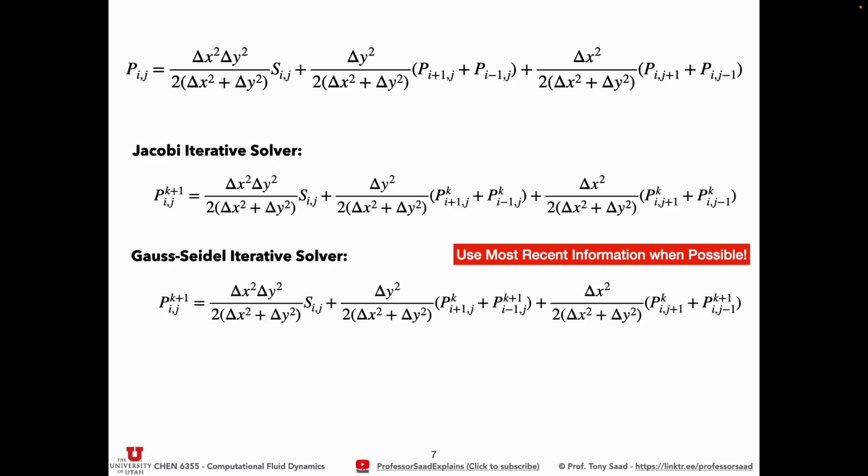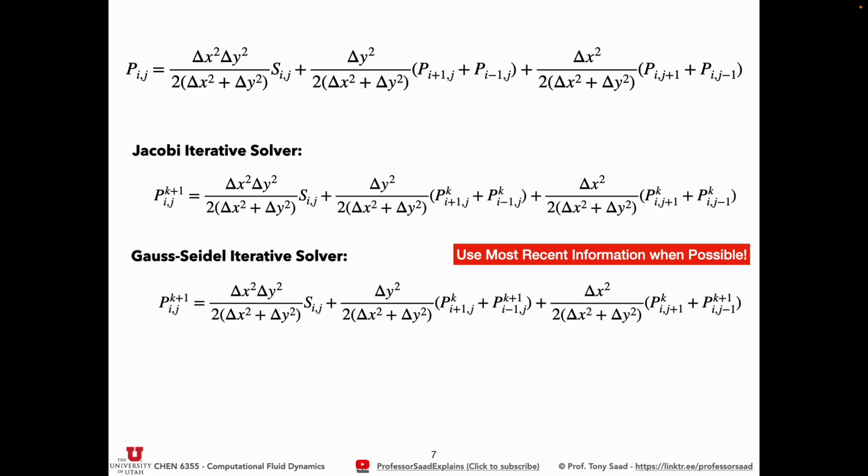Now, if you notice, if I'm looping over points ij, then I've already computed Pi minus 1 j just before that point, and Pij minus 1. Because if you're looping over points, you'll be doing for i from 0 to your endpoint, and for j equal to 0 to your endpoint. Then you've probably calculated these already. So an improvement to the Jacobi iterative solver is the Gauss-Seidel, which says always use the most recent information you have when possible. Because we have already computed these values, we can just evaluate them at iteration k plus 1. And that should improve convergence, yes?